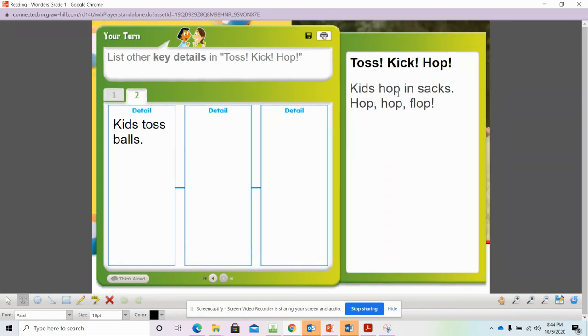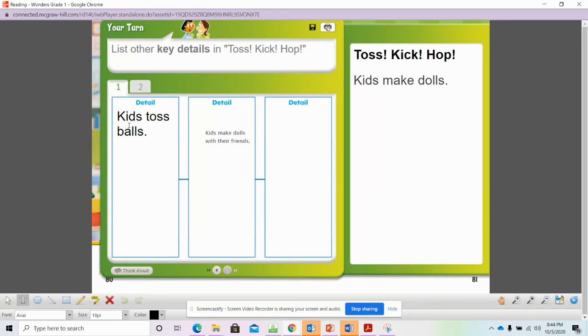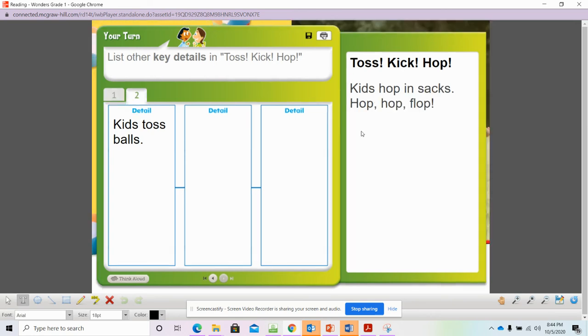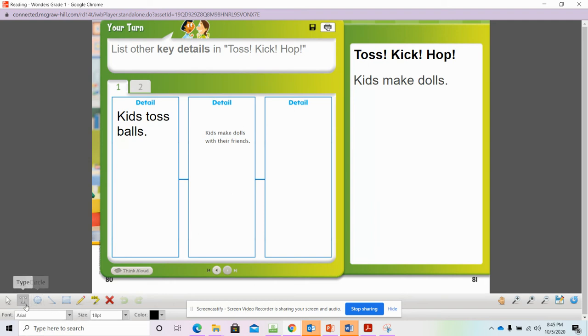Another part of the story says kids hop in sacks. Hop, hop, flop. So what's another detail that we could read? We have kids toss balls, kids make dolls with their friends. This one could show us that kids hop in sacks, right? They hop in potato sacks. So another key detail that I can put right here, something else that I learned from the story that's important, is that kids hop in potato sacks.